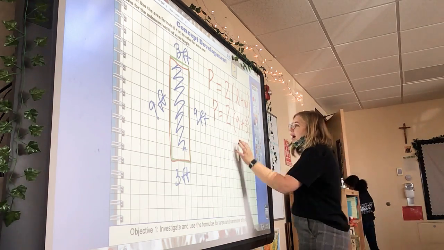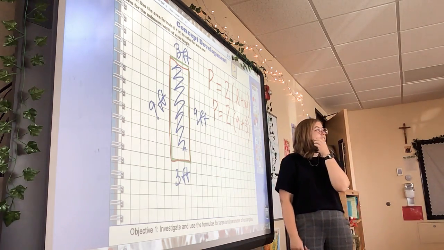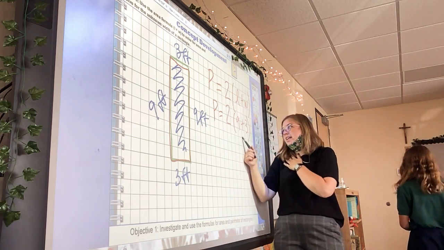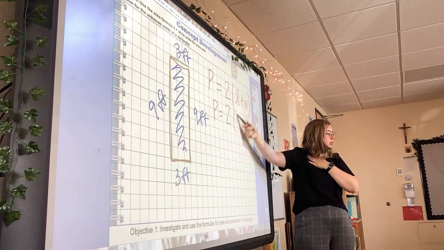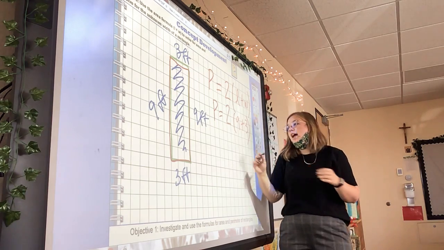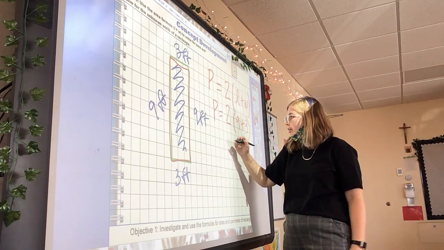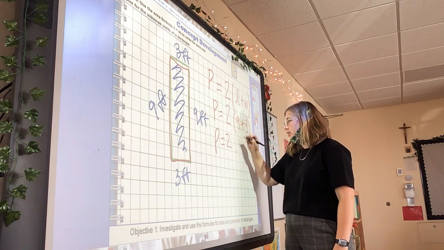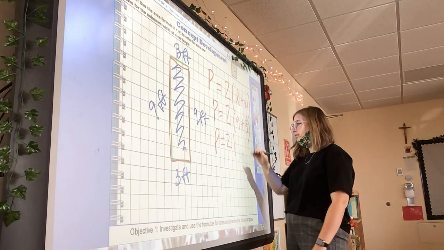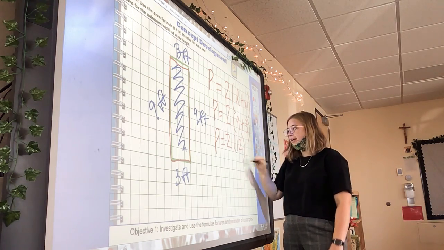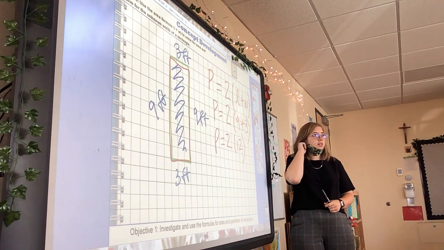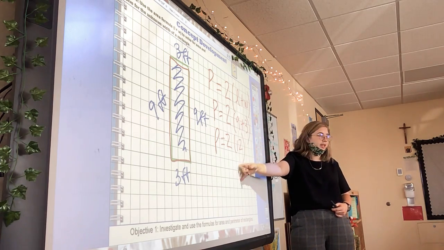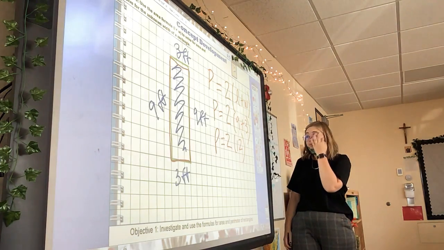So, as order of operations, we need to solve what's in the parentheses first. Okay? So in the parentheses, what do we have? 9 plus 3. 9 plus 3 equals what? Go. 12. So we write P equals 2, and then in the parentheses still, we put 12. Basically we just compressed this together and made it 12. 9 plus 3 equals 12. Okay?